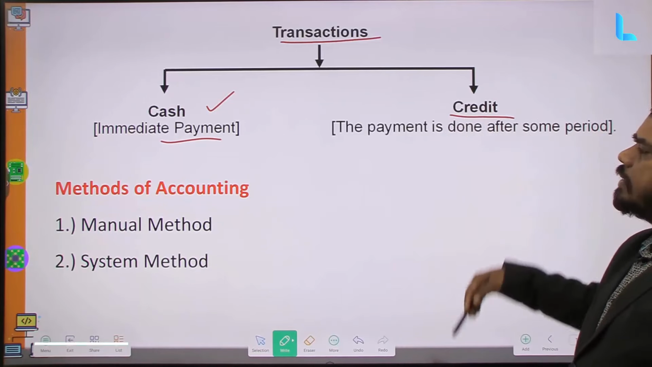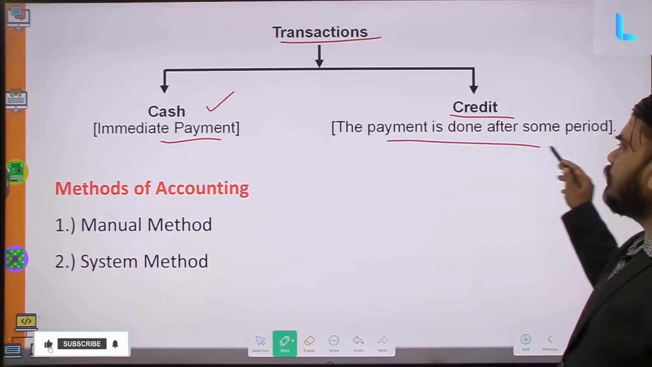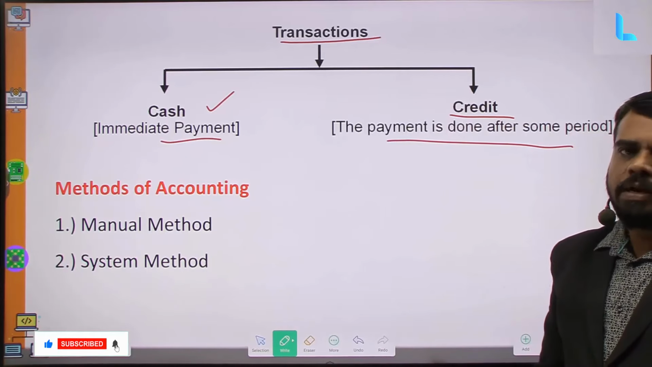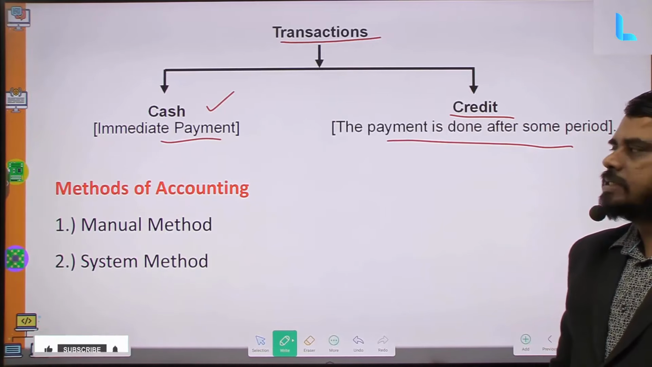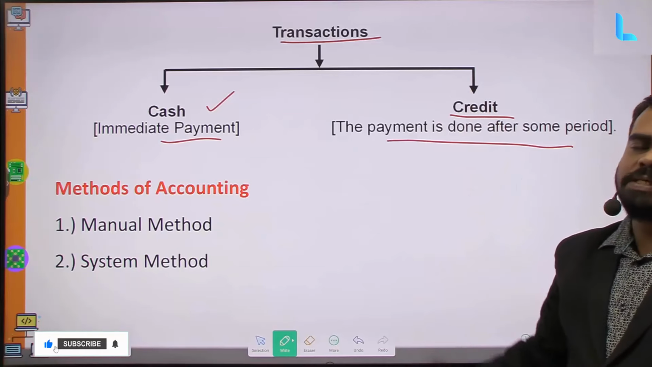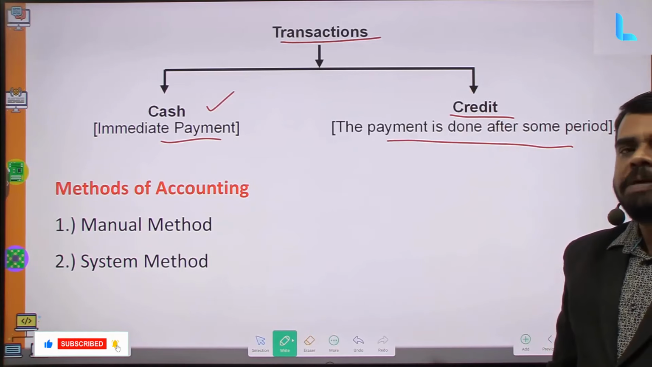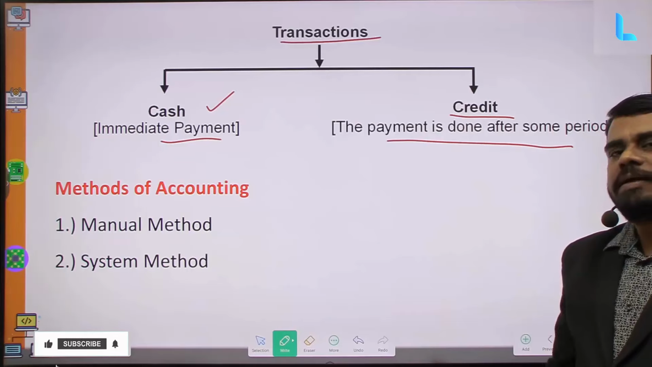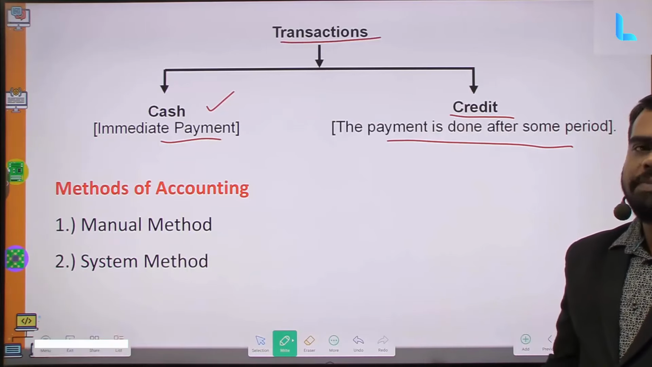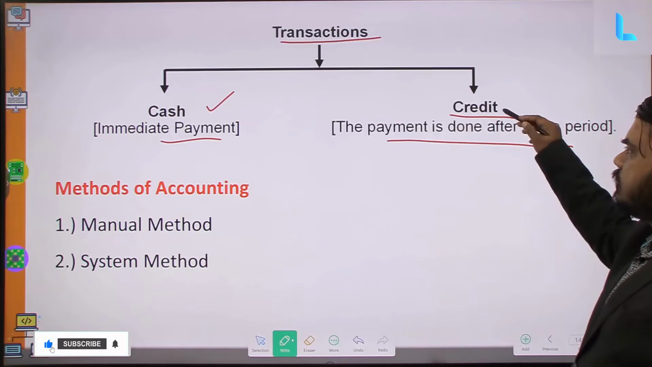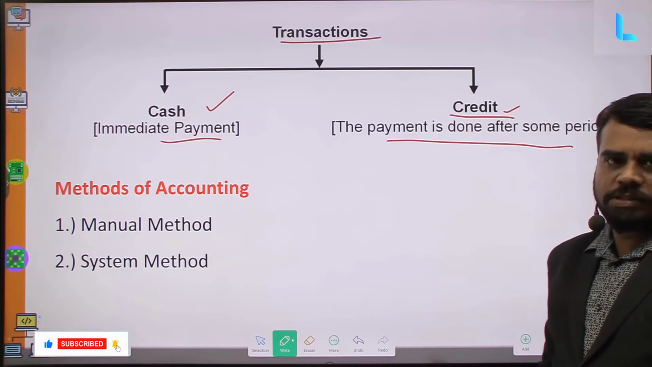Credit transactions are nothing but the payment which we are going to receive after some time period after the transaction. That is, on credit some person has purchased some goods from our company. So the payment of that we will receive in the coming days or coming period. That is why it is treated as a credit transaction.